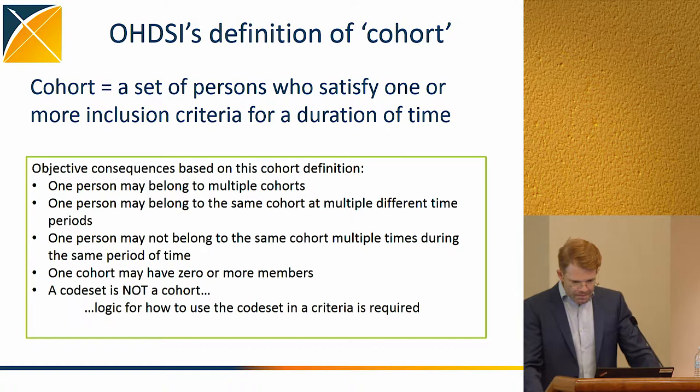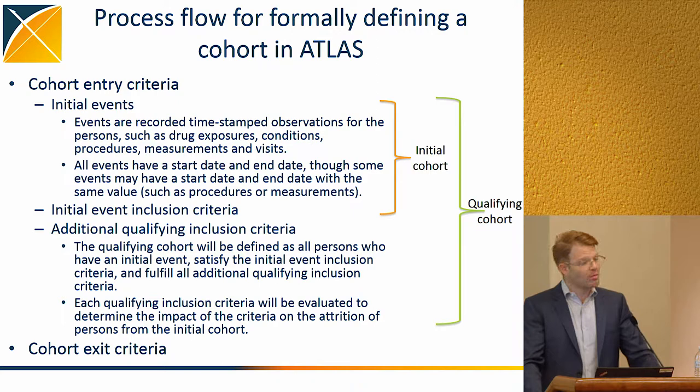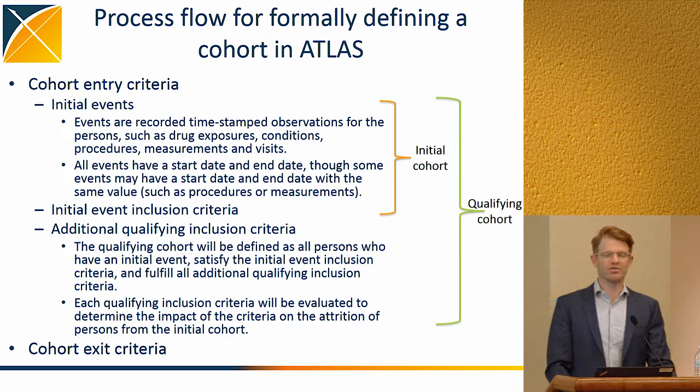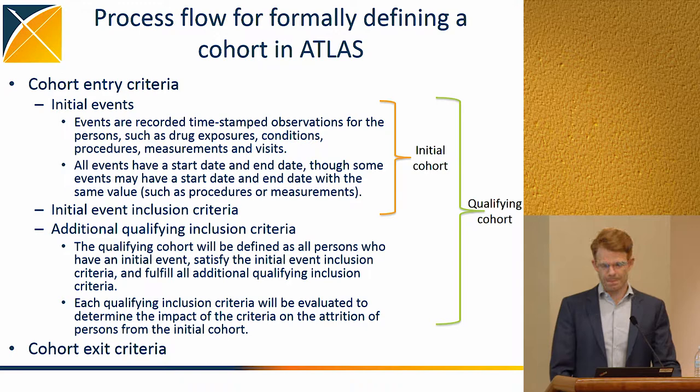So the process flow for formally defining a cohort in Atlas, the tool that we're going to be using this afternoon, is that you start by thinking about an initial event, something that must have happened to consider a person for membership in a cohort. And these are recorded and time-stamped observations for members of your database or population. This can include things like drug exposures, condition occurrences, procedures, measurements, or visits, or any type of event that can happen to somebody that is recorded in your electronic database.